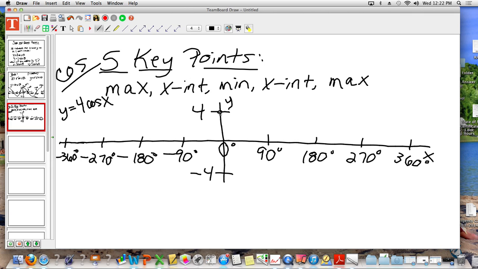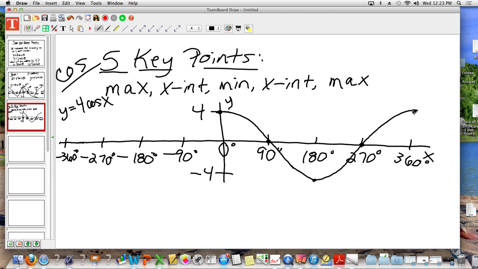The next point that you're going to graph is an x-intercept. So you go over here to 90 degrees and you put a point right along the x-axis. You go to 180 degrees. The next value that you need to graph is a minimum. So you graph your minimum point. Then you graph your x-intercept. And then you go back and graph another maximum. And if you can remember those points, you're good to go, with a nice pretty curve.